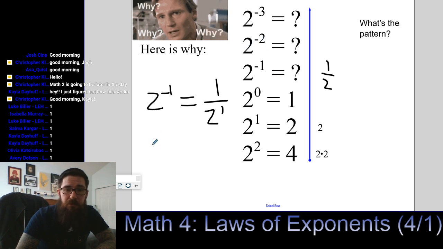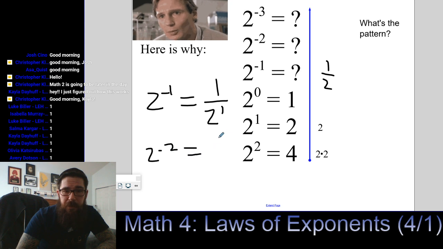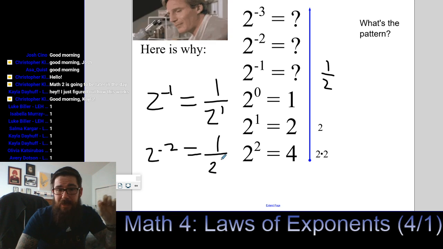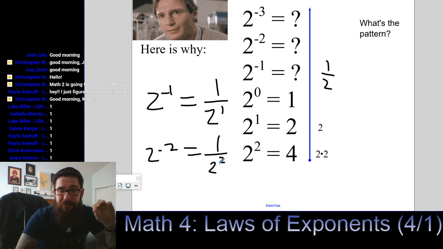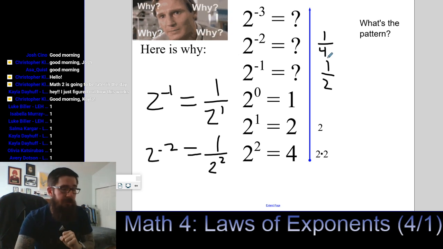2 to the -2. If we use the property, it would look like this. I'm going to write 1 over. Copy the base, which is a 2. Copy the exponent, which is a 2, but leave it positive. What's 2 squared going to be? 4. 2 to the -2 is 1/4, because it's the same as 1 over 2 squared.